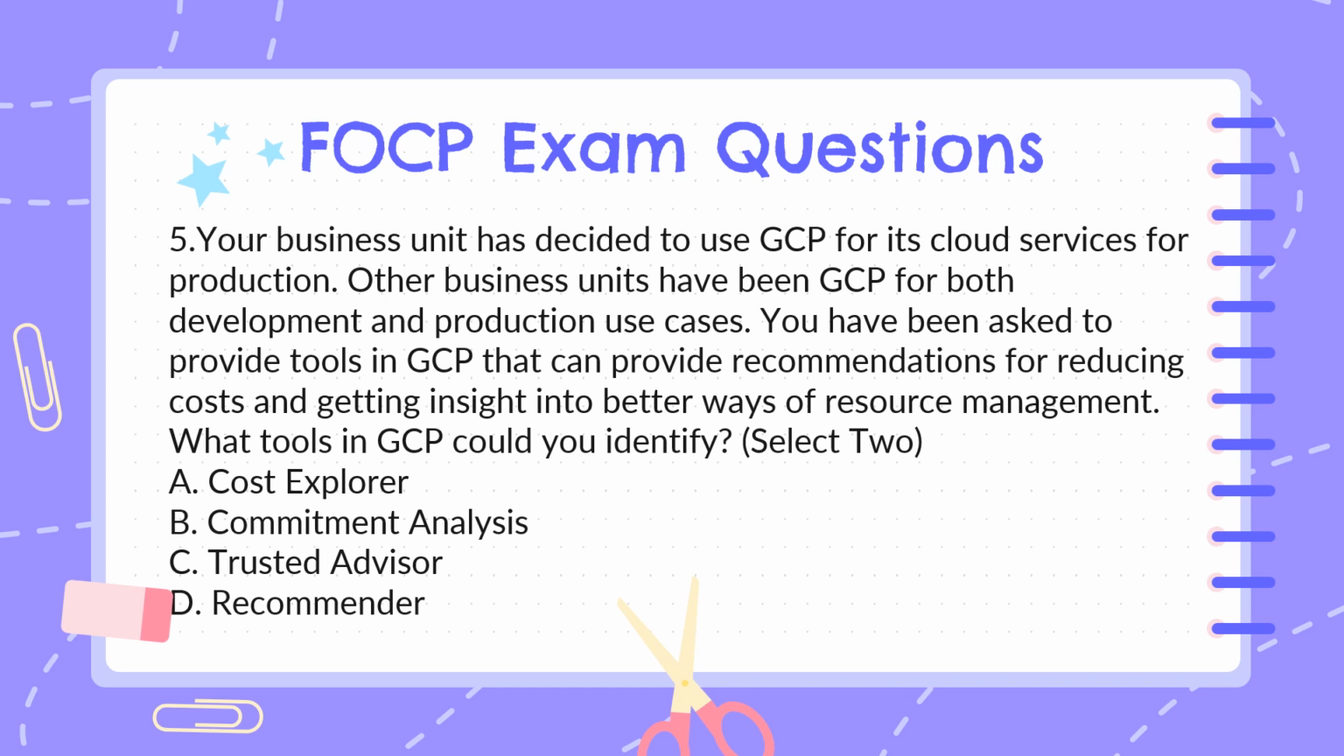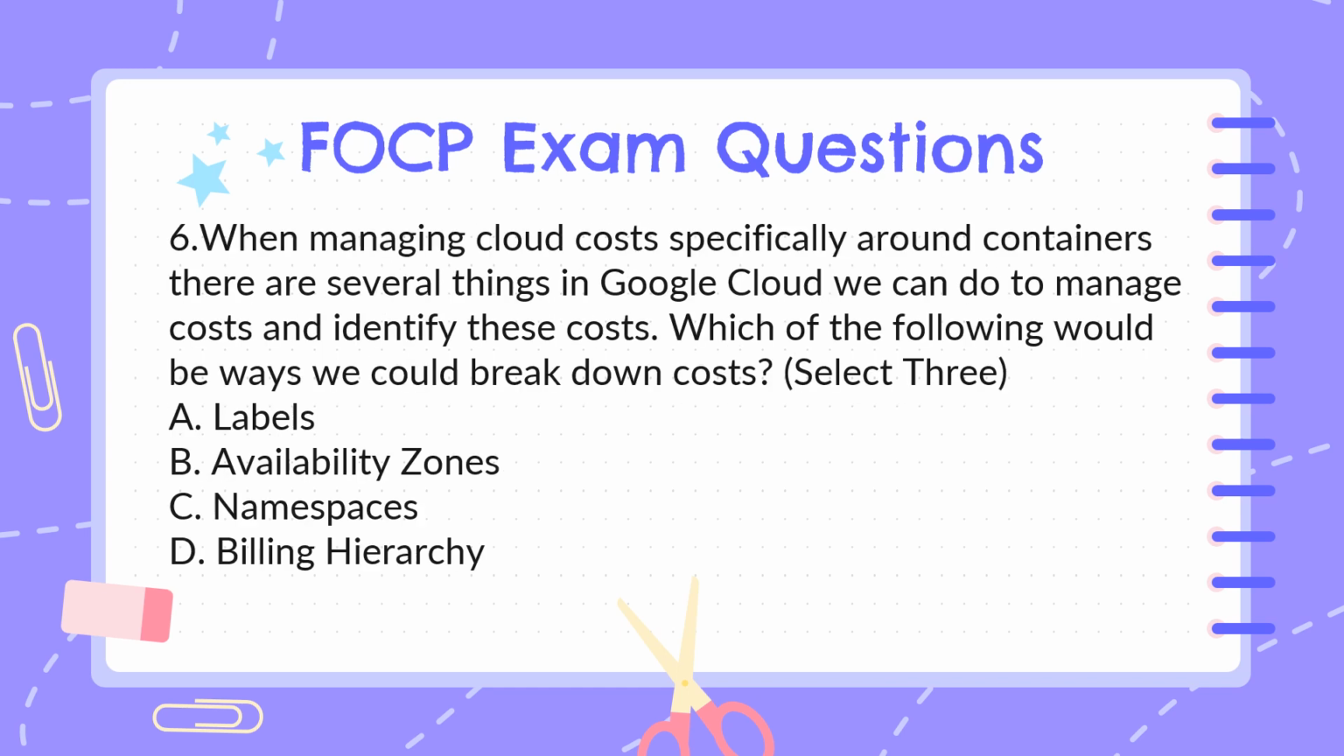5. Your business unit has decided to use GCP for its cloud services for production. Other business units have been using GCP for both development and production use cases. You have been asked to provide tools in GCP that can provide recommendations for reducing costs and getting insight into better ways of resource management. What tools in GCP could you identify? Select 2. A. Cost Explorer. B. Commitment Analysis. C. Trusted Advisor. D. Recommender.